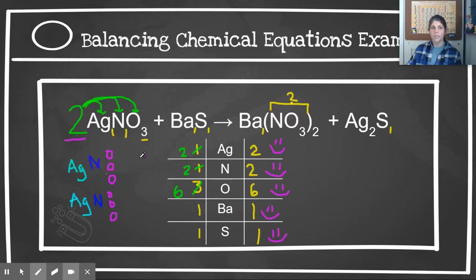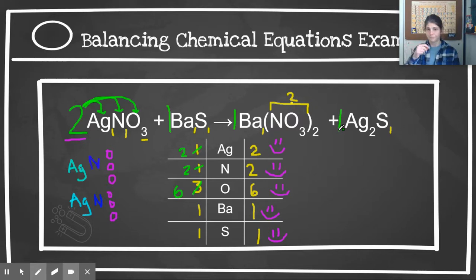This right here, putting a coefficient of 2 in front of there, balances this chemical equation. So how many BaS do I need? Well, I need 1. I mean, we don't write the 1 typically, but if you want to write it, you're more than welcome to. How many BaNO3 do I need? 1. And how many Ag2S's do I need? 1.